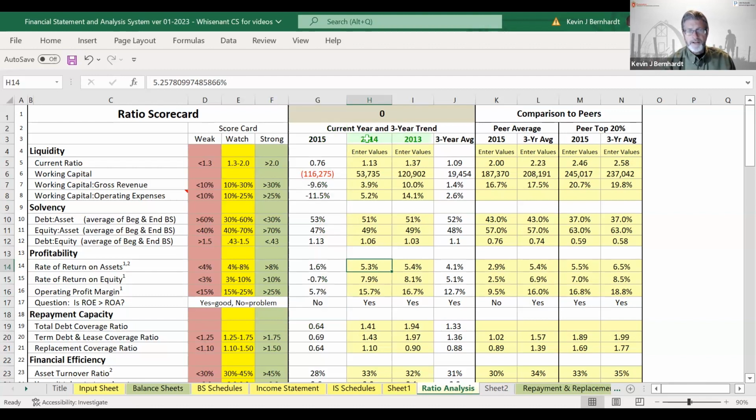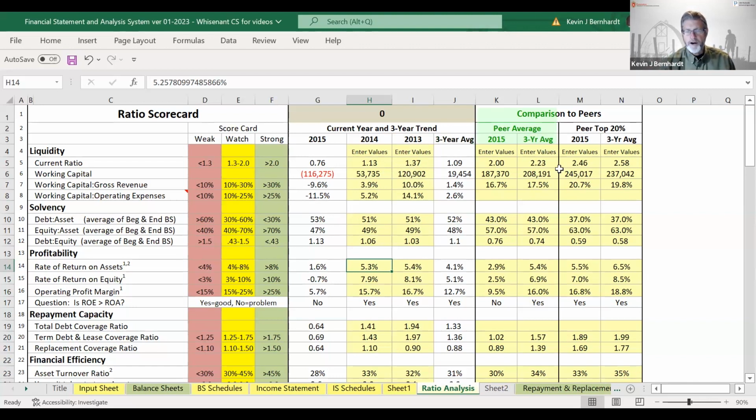Now, for the other years, 2014, 2013, you would have to enter those from having done them in previous years. So you'd have to dig up your records and enter what your ratios were for those previous years in order to get this 3-year average that's available on this spreadsheet.